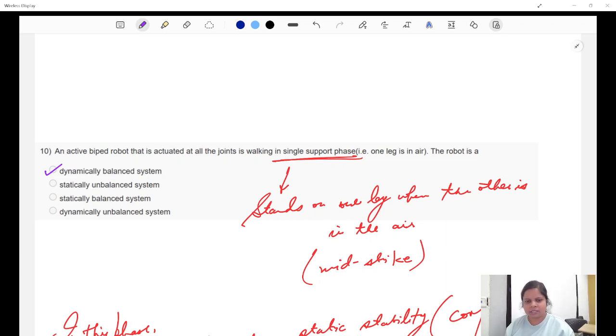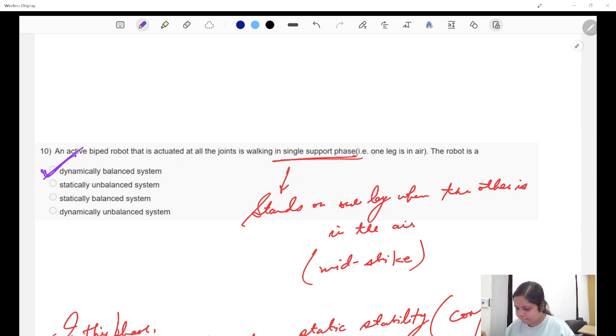The other is the statically balanced system. Incorrect, because static balance applies when the robot is stationary with its center of mass over the support polygon, which is not the case here. And the last one is the dynamically unbalanced system. That would mean that the robot is falling over, which is not true if it is walking stably with full actuation. So your correct option is the first one only. Humanoid robots like Atlas from Boston Dynamics are dynamically balanced during walking when they are in single support. All of them are dynamically balanced and not statically balanced. All right, so this is your correct option.